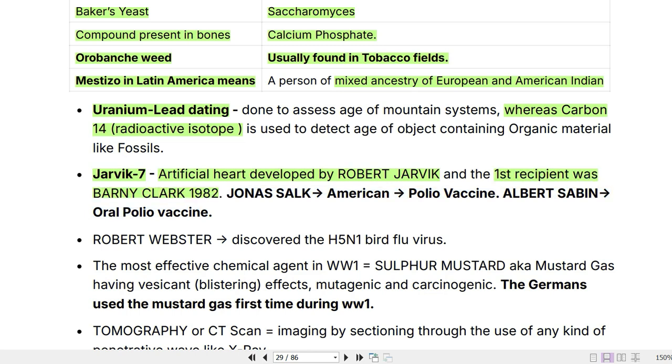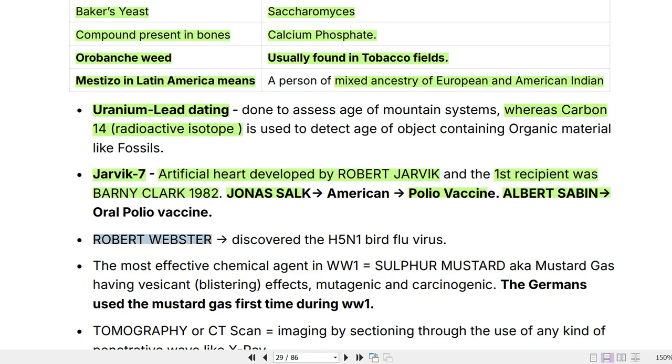So you need to remember these two names. The doctor's name was Robert Jarvik, and I think the first recipient in 1982 was Barney Clark. Then Jonas Salk, he was an American doctor or scientist. He discovered the polio vaccine, and Albert Sabin was the one who discovered the oral polio vaccine.